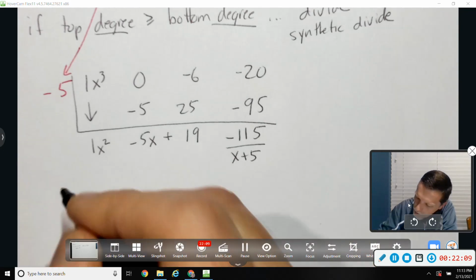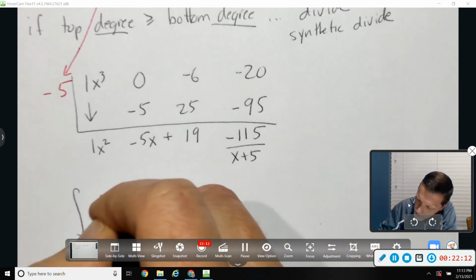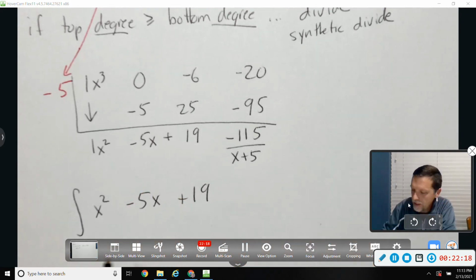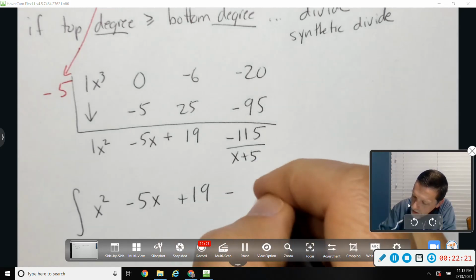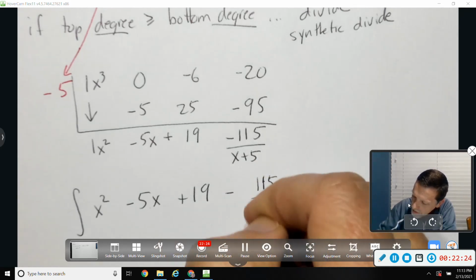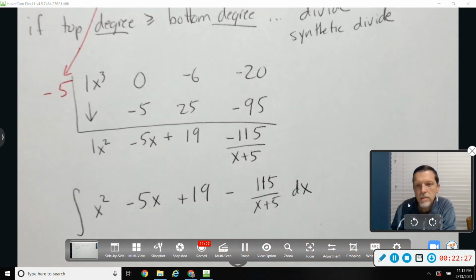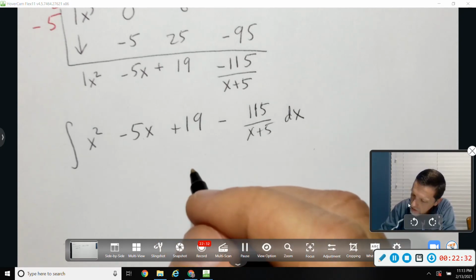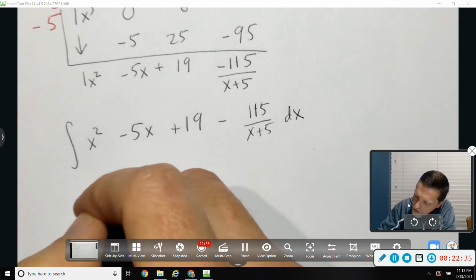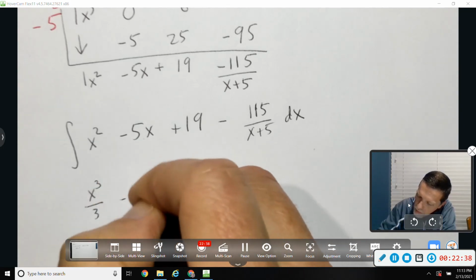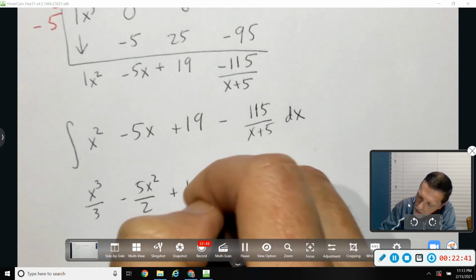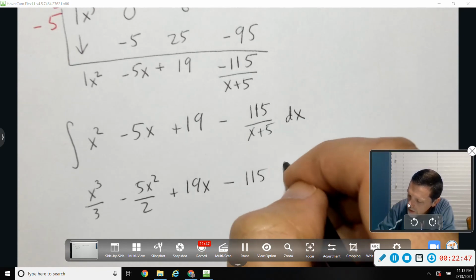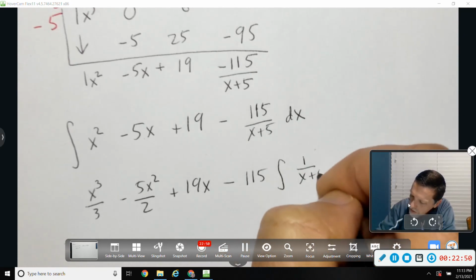So if I rewrite this problem, I want the antiderivative of x squared minus 5x plus 19. All of that's easy though, right? That's power rule, power rule, power rule. And this one's not as easy. Let's knock these out first. That would be x cubed over 3 minus 5x squared over 2 plus 19x minus, I'm going to move the 115 out front, integral of 1 over x plus 5 dx.